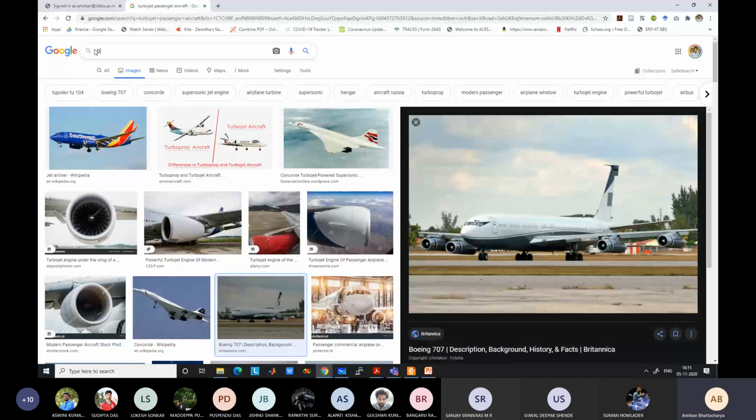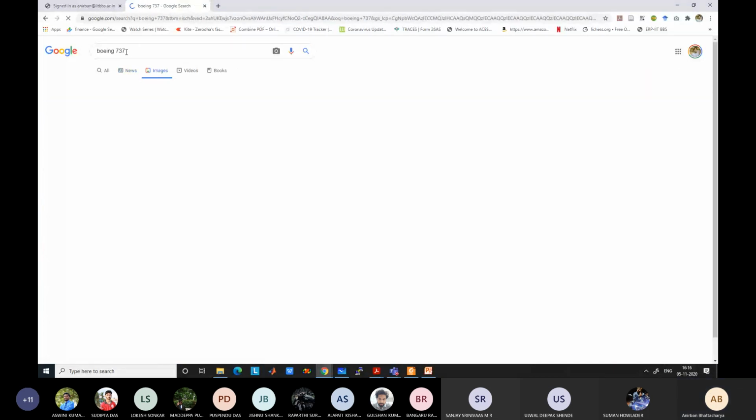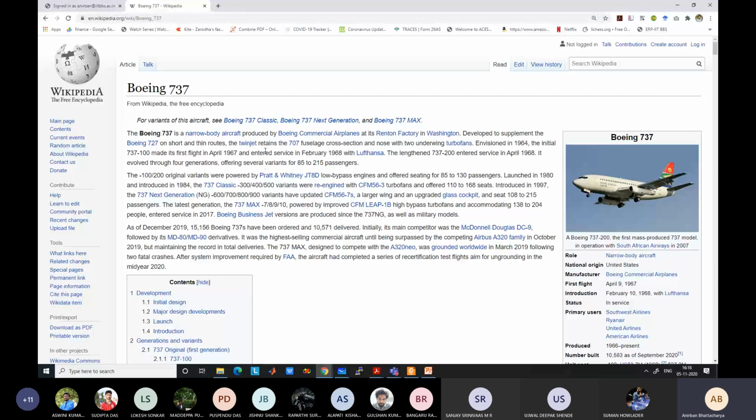So this Boeing 737, not the Max, Boeing 737 actually is a very old aircraft. It was initially developed during the 1960s. See this initial Boeing 737, this is the later part, the first mass production in operation. This is an old aircraft. They were flying in 2007, but this is one of the first mass-produced 737. I hope you can see this.